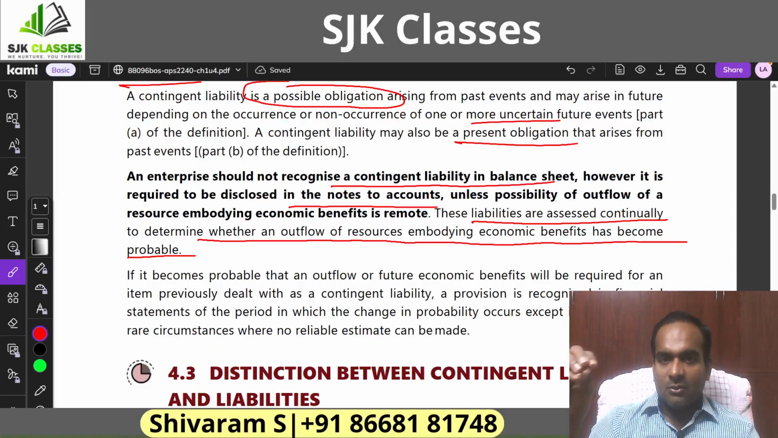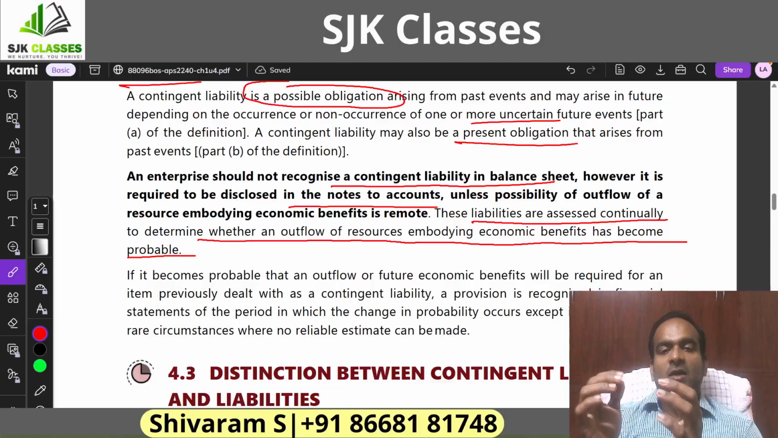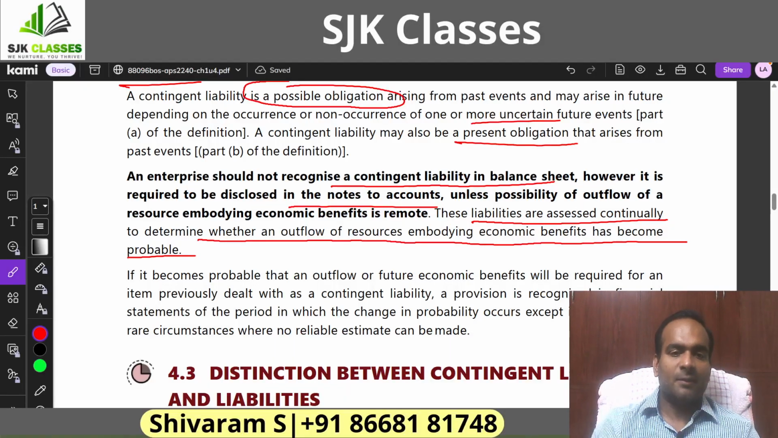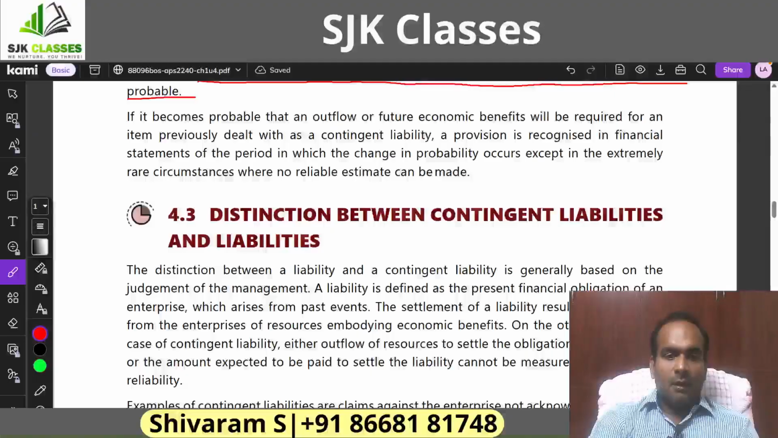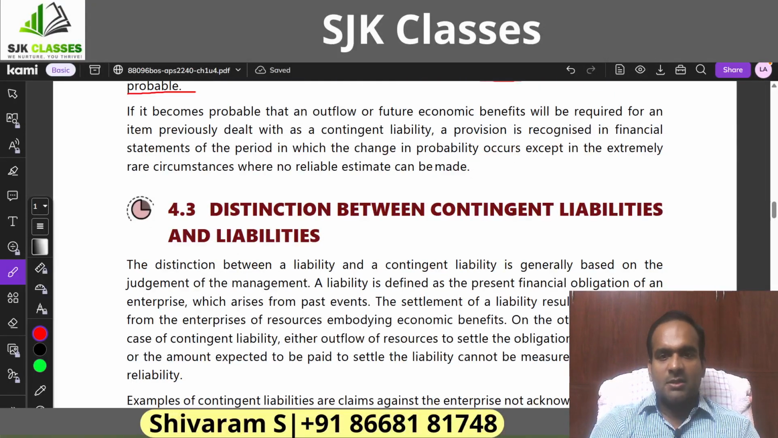In that scenario, I have to create a provision. So that's the difference between contingent liability and provision. Provisions will be created when the probability of paying the amount is quite high. If the probability of paying the amount is quite low, we'll show it as a contingent liability. That's the difference.